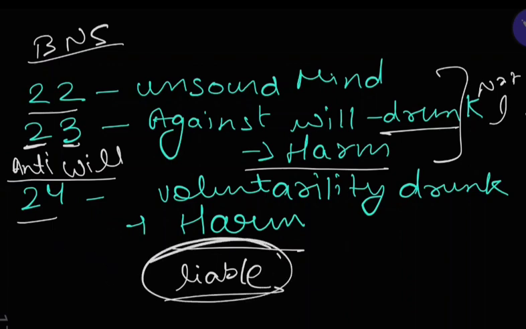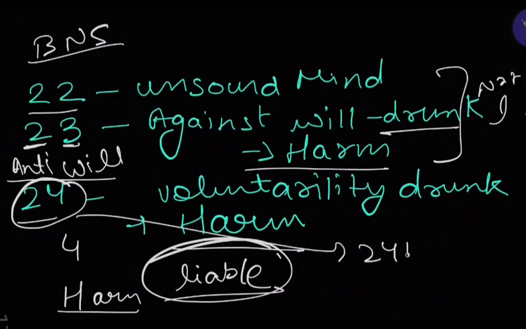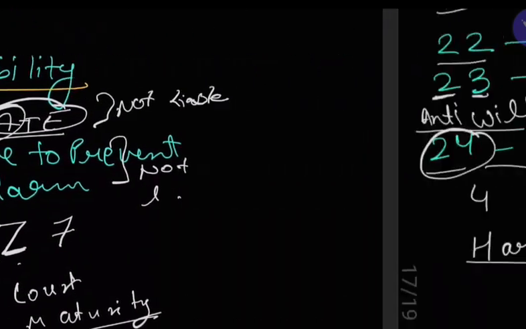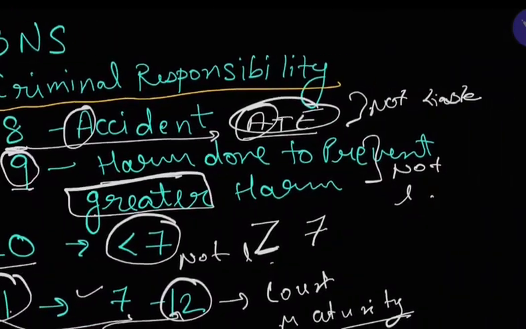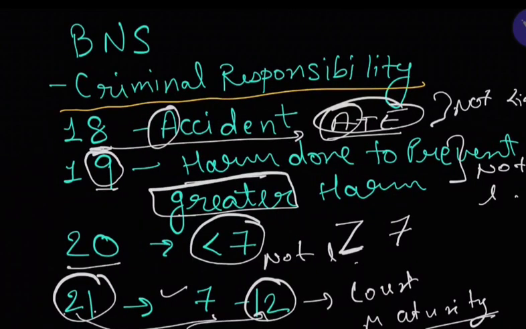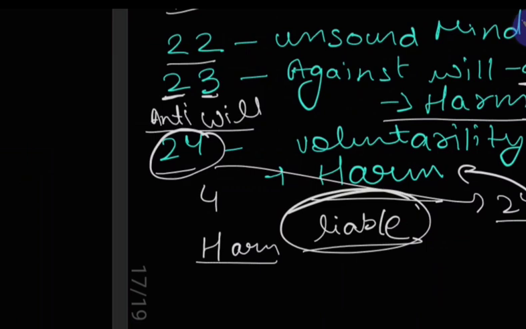So we will remember it as the 4, we can make an H of it. Now he did harm and he was voluntarily drunk. So we'll remember it as 24 hours that guy used to drink alcohol and he did some mischief. So 24 BNS, that covers our criminal responsibility BNS ranging from 18 to 24. In this you can see that only in BNS 24 the person is liable, and in BNS 21 it will be decided by court. In all the rest of the BNS the person is not liable.